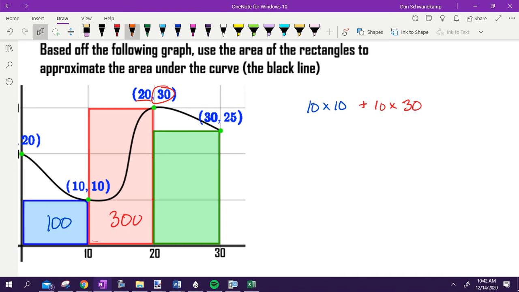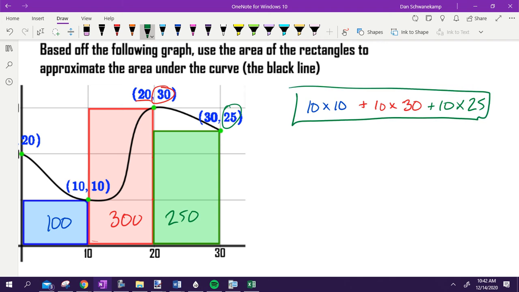Okay, my next one. Alana, what's the width of that last one going to be? 10, because I'm going from 20 to 30, so the span is 10. What's the height going to be? The y value, it's 25. So this is 250. If this were the AP exam, you put a box around that, and that's your answer.